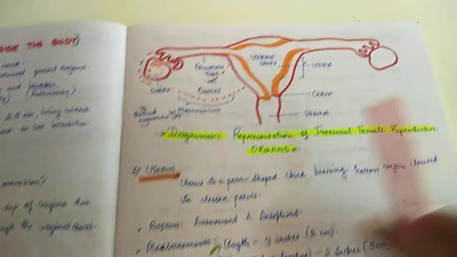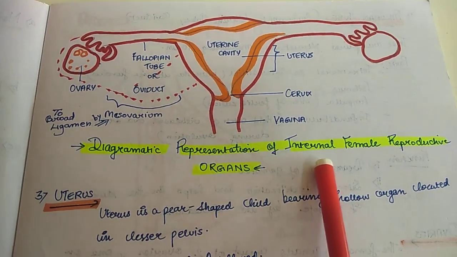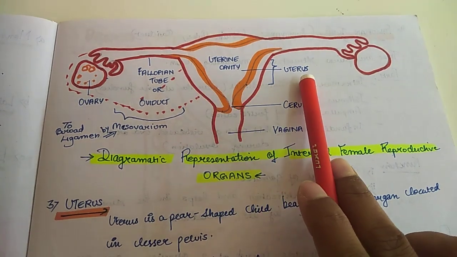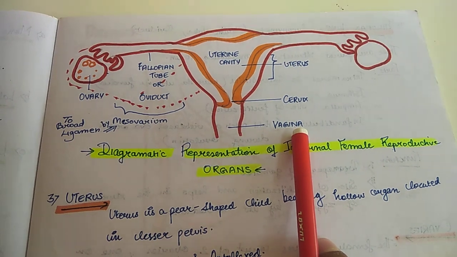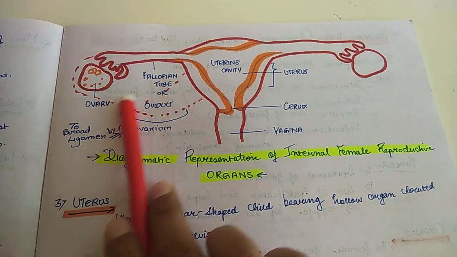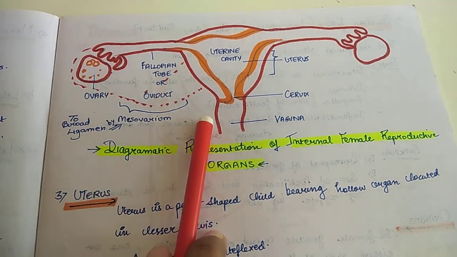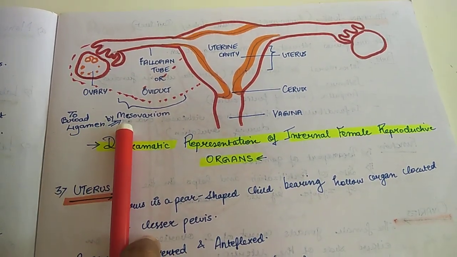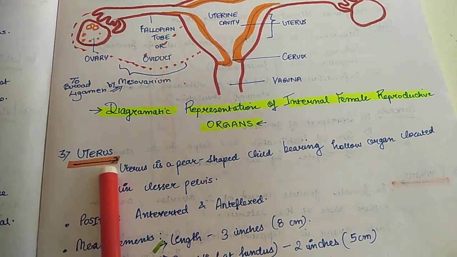Here I have a diagrammatic representation of the reproductive system of the female, which includes the uterine cavity or uterus. Then we have the cervix, and then we have the vagina. The fallopian tube or oviduct is here, and the ovary is here, and the mesovarium is connecting the ovary to the broad ligament.